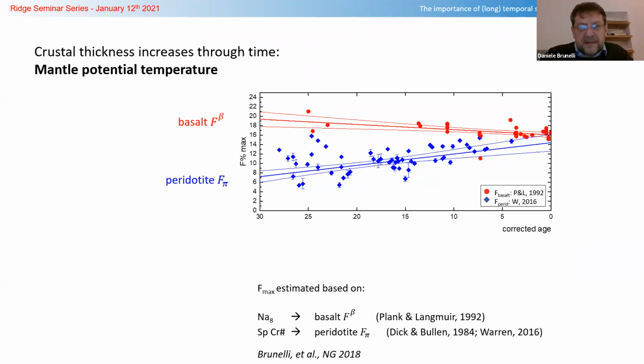So what happens here? Here we can for sure rule out the effect of the potential temperature in generating this discrepancy, because if we increase the temperature of the mantle, we increase the degree of melting of the mantle, and we expect to observe an increase of the degree of melting of the associated basalt. There is no reason why we heat up the mantle and obtain two different degrees of melting from the extracted basalt and the peridotite that generated this basalt.